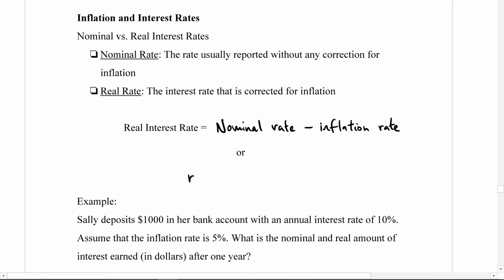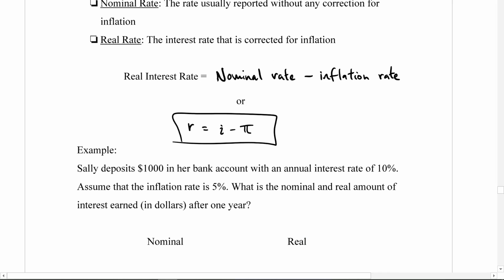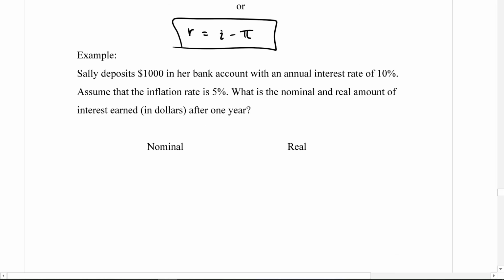And a couple abbreviations we use for this: the way we denote this is R equals i minus pi, which we'll come back to later. But the real interest rate is equal to the nominal interest rate minus inflation. And this also has some substantial implications depending on the context.